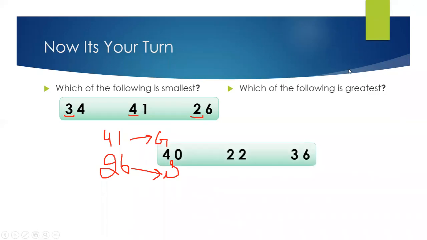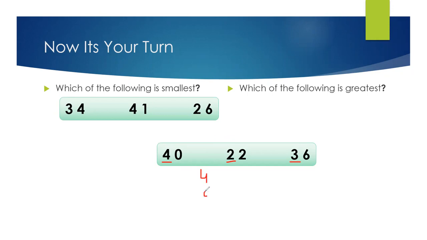Now let us move towards our second example, and here we are provided with the three numbers, and all the numbers are having same number of digits. So let us first analyze their first digit. Here we are having 2, 4, here we are having 2, and here we are having 3. Here we can see that the greatest of all is 4 and the smallest of all is 2. So we can say that 40 is the greatest and 36 is the smallest.